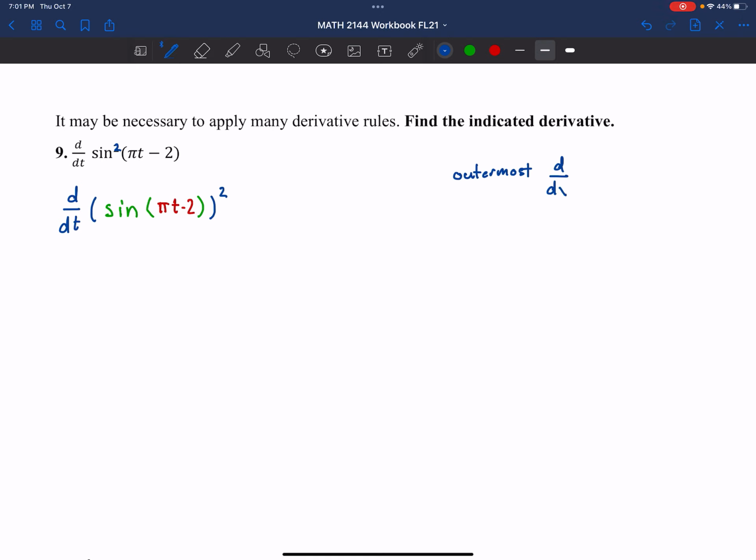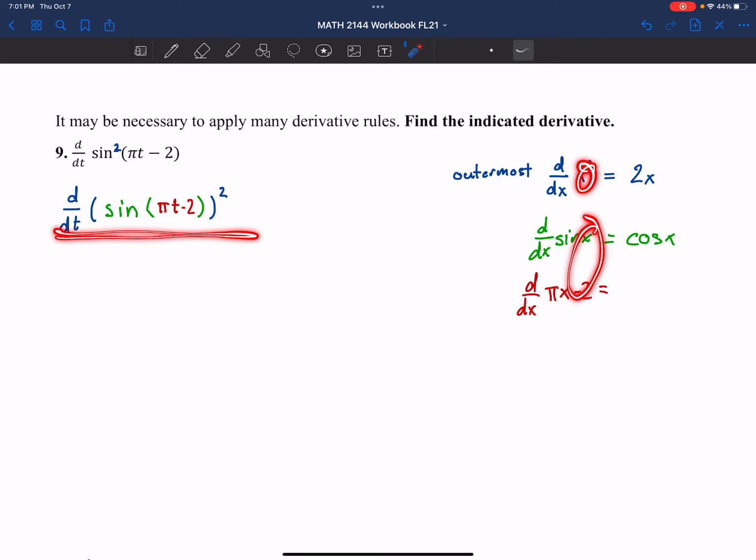write x if you're more comfortable with it, just to get the pattern in your head. It's going to be the x squared, so it's going to be 2x. Then we're going to need also the derivative of the sine function, which is just going to be cosine of x. And then lastly, we're going to need the derivative of pi x minus 2. And again, I just chose x here because we're more comfortable with it. This one is using t as our variable. So that's just going to be pi. Again, because the derivative of pi x, think about pi is just 3, the derivative of 3x is 3, and the derivative of negative 2 is 0.